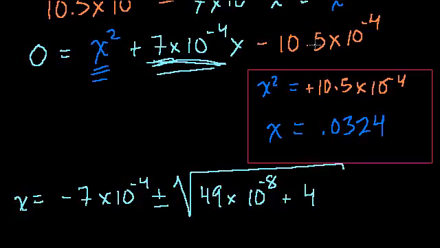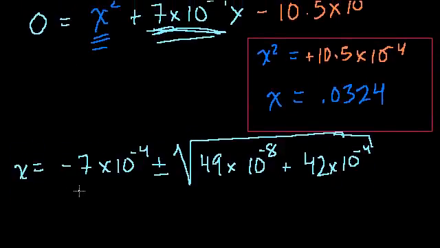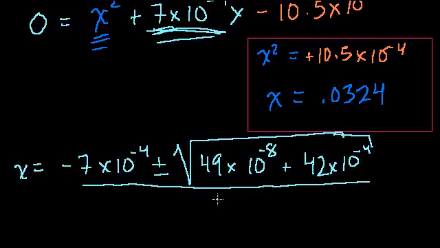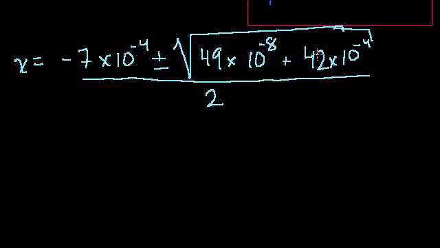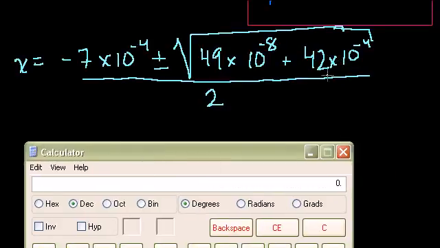So 4 times 10.5 times 10 to the negative 4, that's 42 times 10 to the minus 4th power, all of that over 2a. A is just 1, so all of that is over 2. So let's see what we can get in this square root right here. And notice this is a very small number compared to this. This is really all we should care about with the square root, but let's just do it.